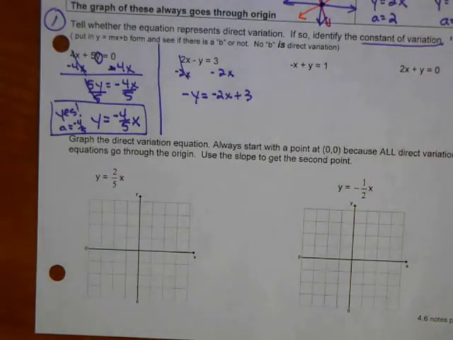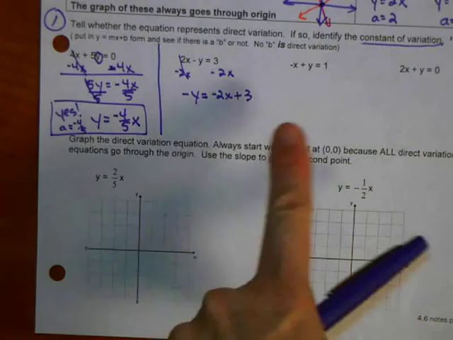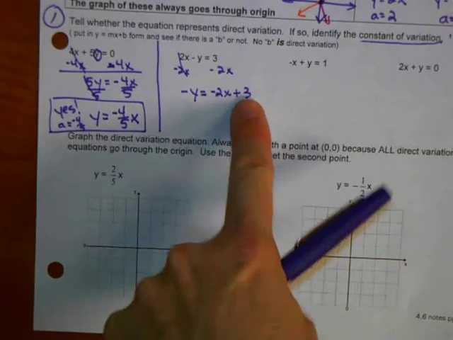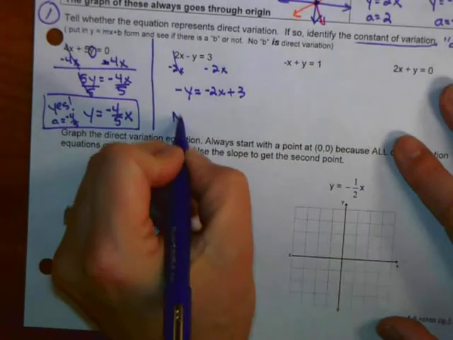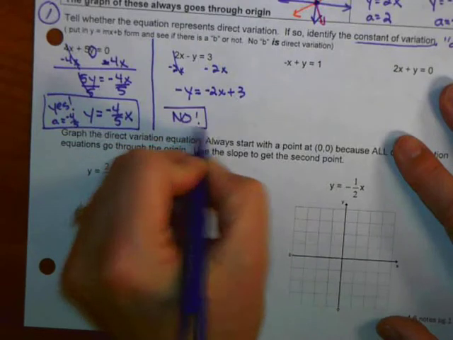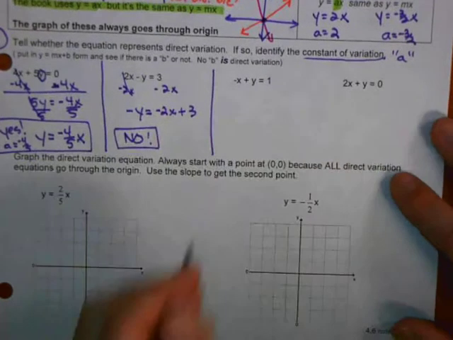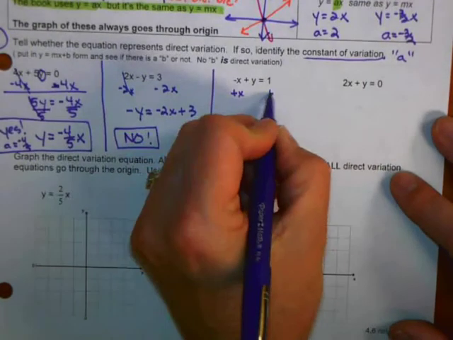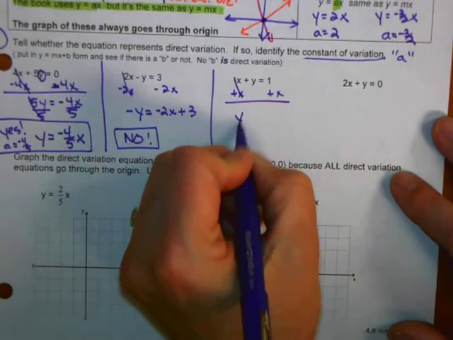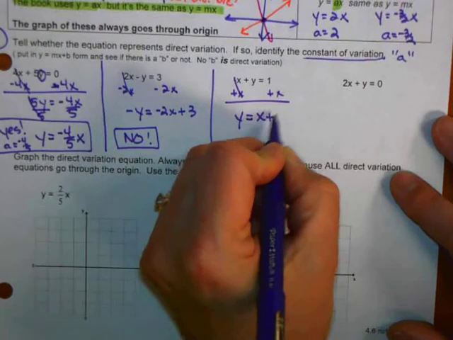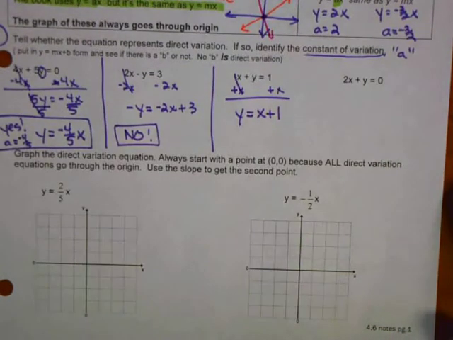How do I know it's not direct variation already? Because you have this plus 3. So you just say no. You can stop right there. Add x, y equals x plus 1. Is that direct variation? No.